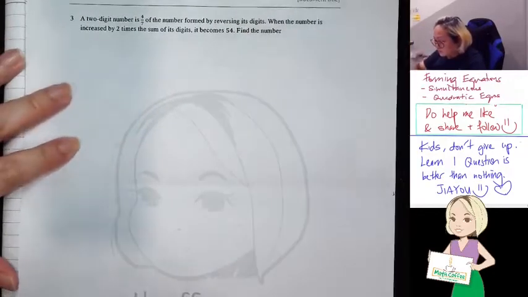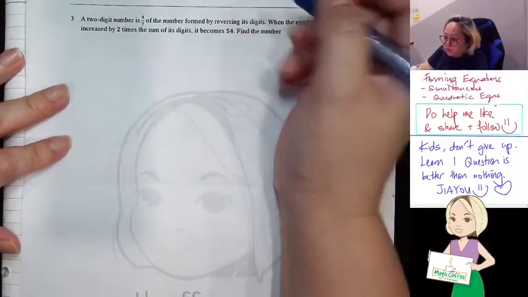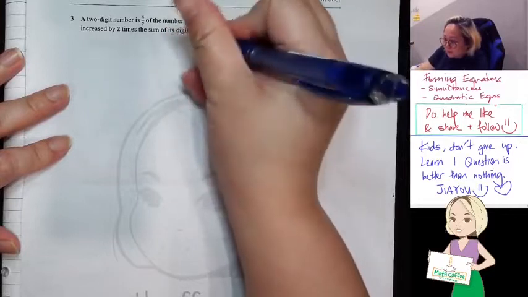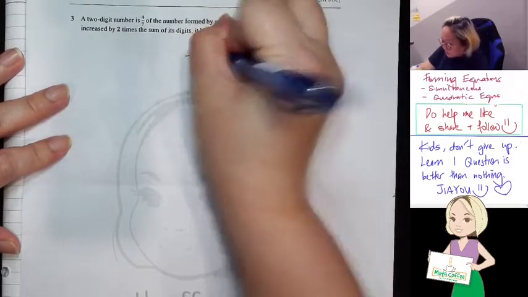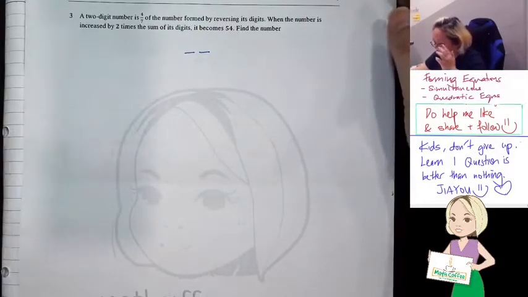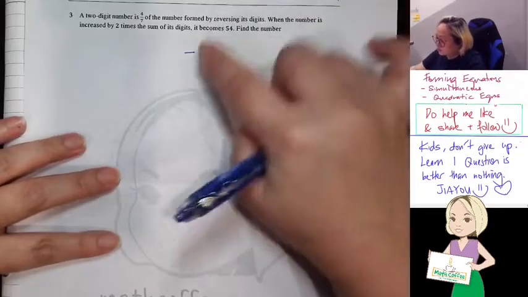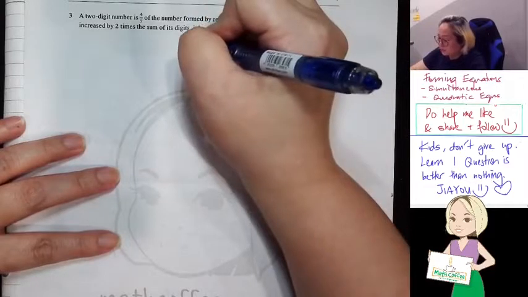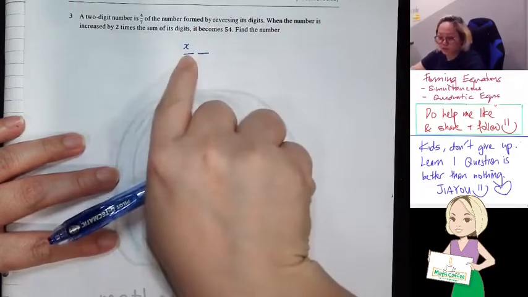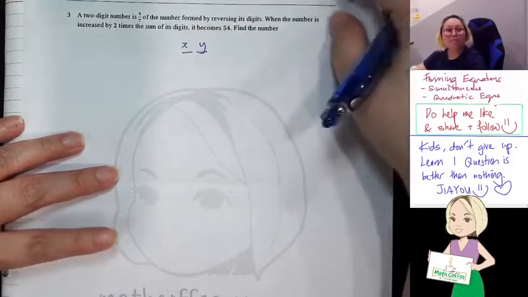Okay, let's proceed. So now I'm going to ask you. This is the two digit number. Two numbers x and y. So I'm going to let the number sitting at the tens position be x and the number at the 1 position be y. Okay?